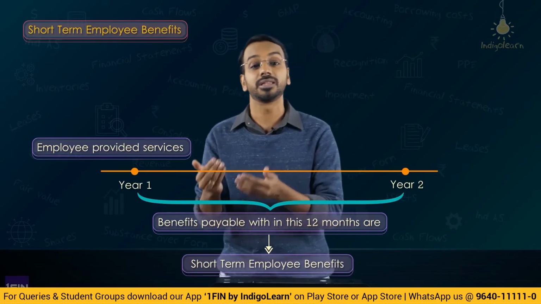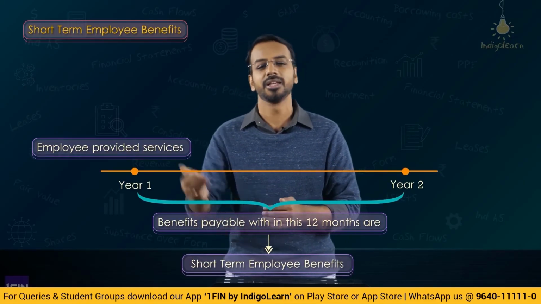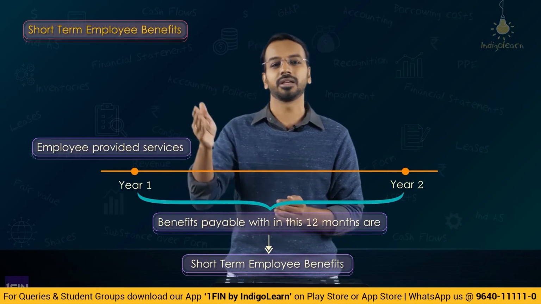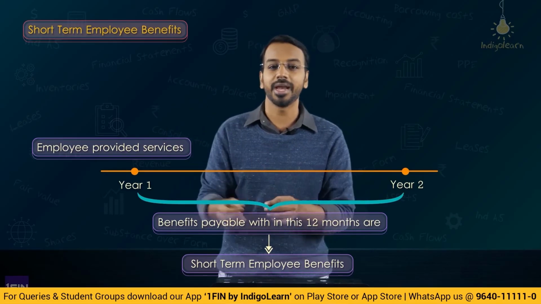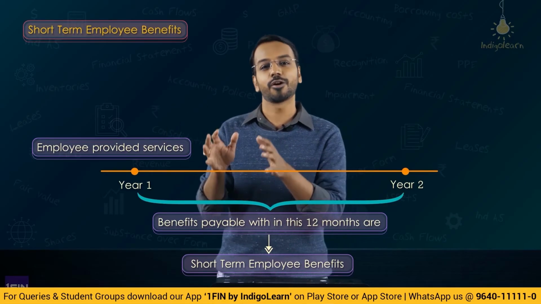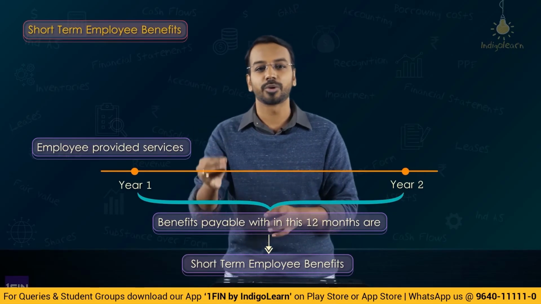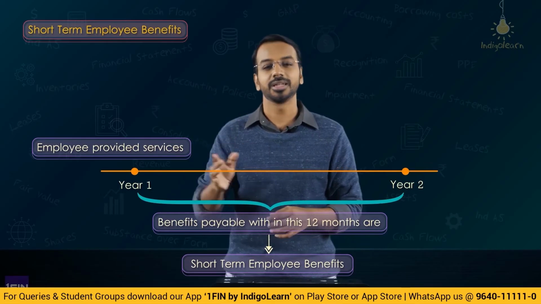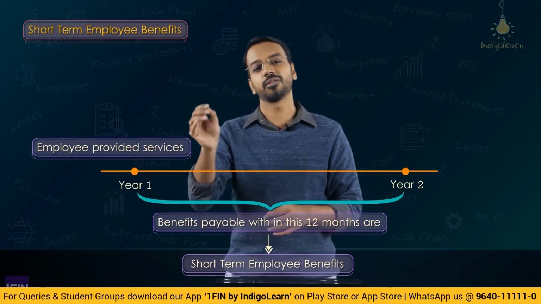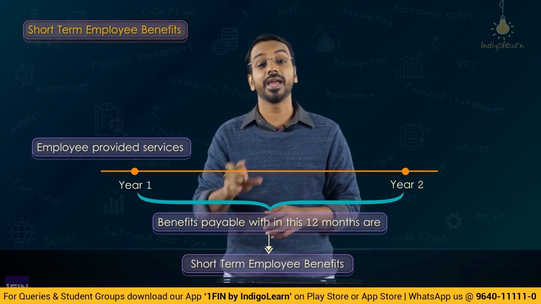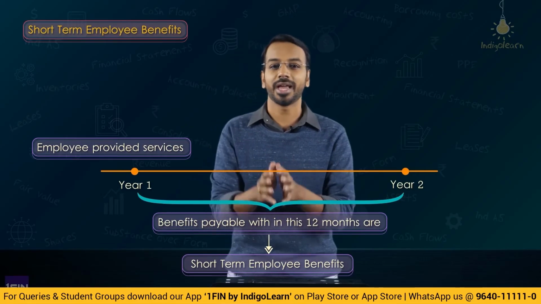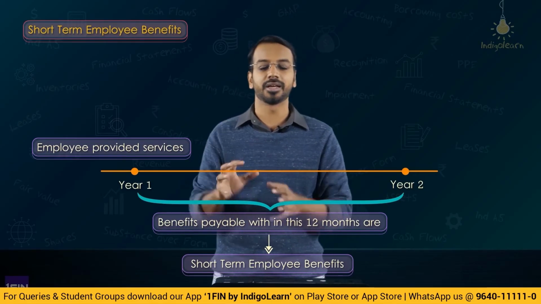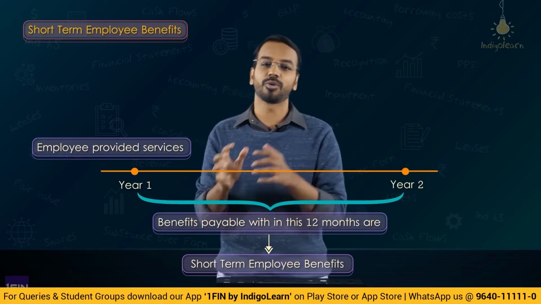For example, monthly salary. When is monthly salary paid? Maybe at the end of each month or at the beginning of the next month, okay. That is paid before 12 months from the end of the period in which the employee renders services. That is to say, employee, let us say, works in April month. Salary will be paid either on 30th April or on 1st of May, okay. It is paid within 12 months from the end of the period in which the service is being rendered. So, this is called a short-term employee benefit.